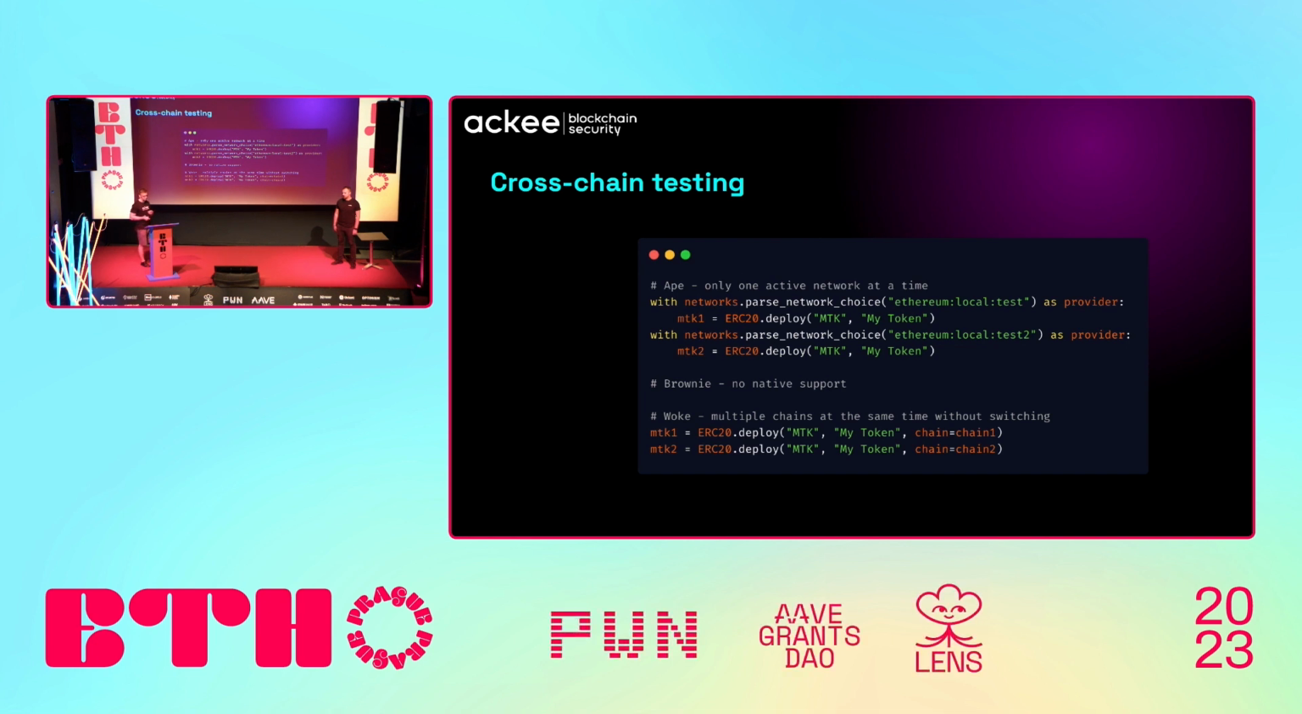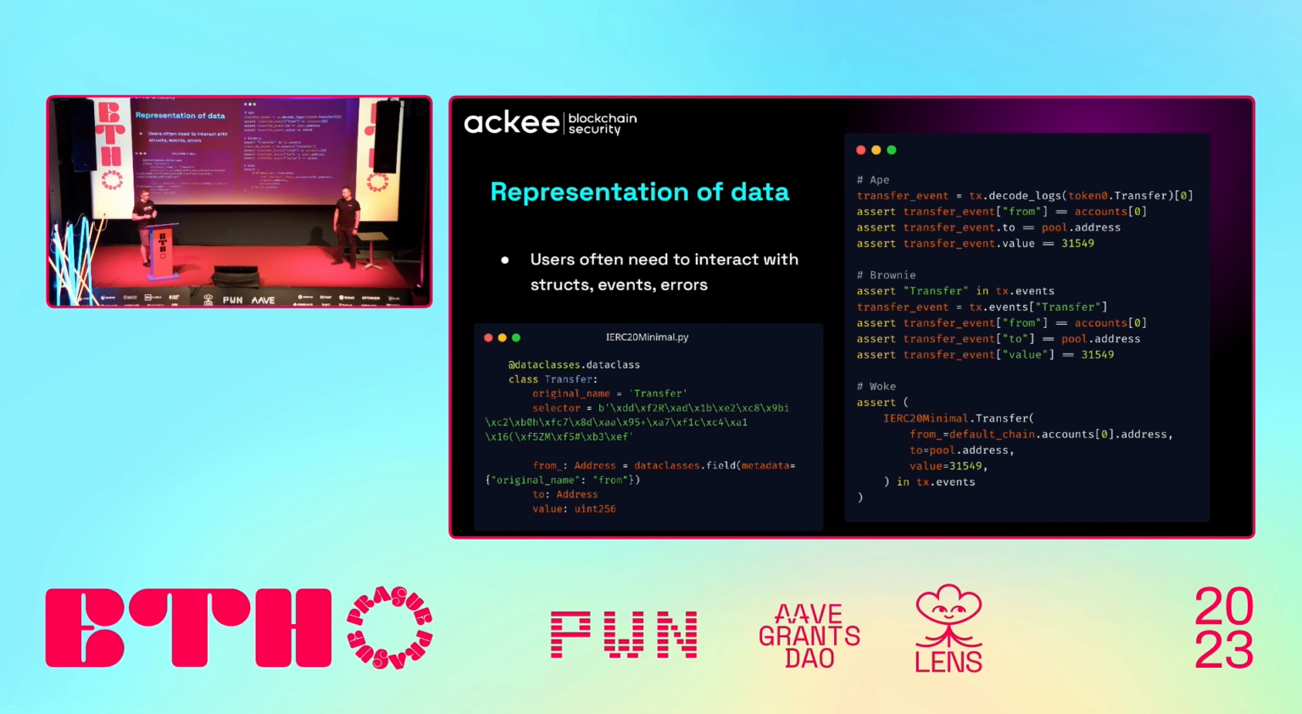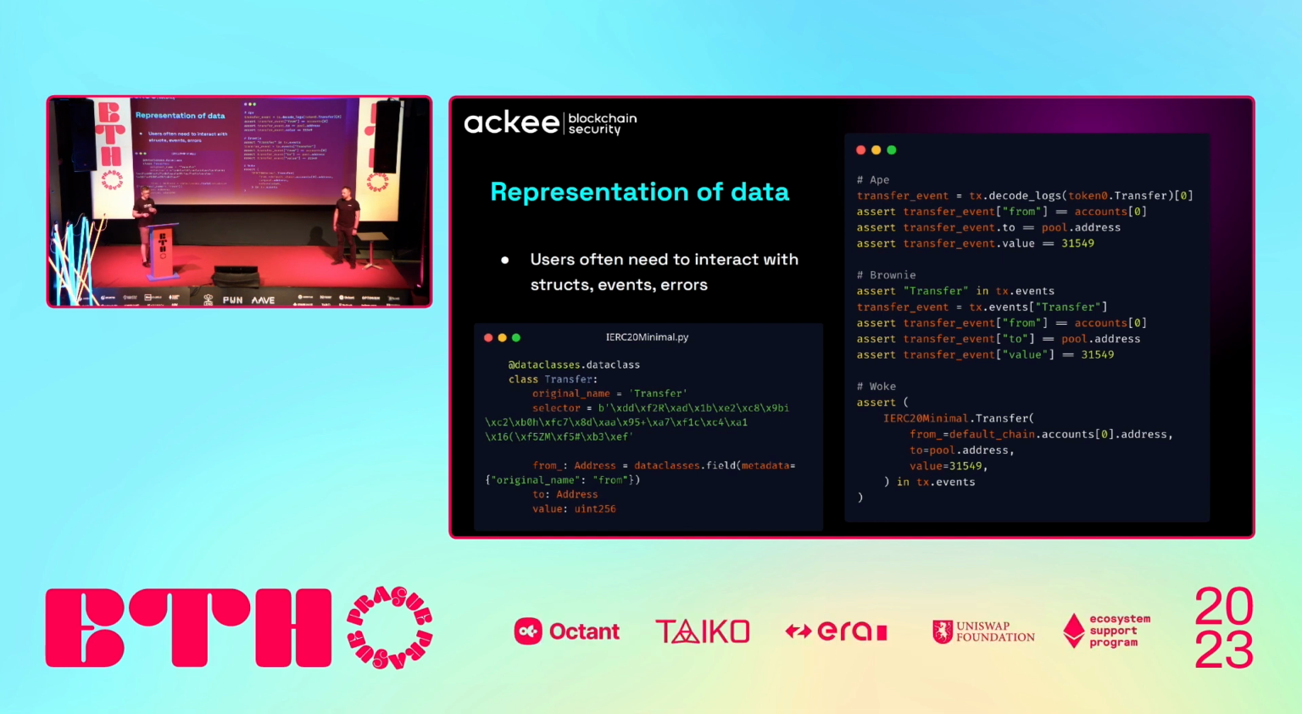And you can have basically as many chains as you want. The second example is a representation of data, because you basically want to interact with some kind of contracts, with structs that are inside the contracts, with events, errors, and it's quite important to know how to interact with them and if it's user-friendly or not.